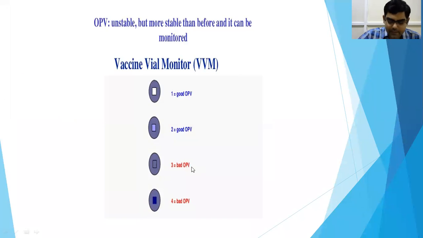They will definitely ask this in exams. This is vaccine vial monitor. What happened is OPV is unstable. When you expose it to heat, these viruses will mutate and they will be harmful to the subject. So we do not know whether they were maintained in the cold chain or not. So this is sensitive to heat. When they are exposed to temperature, they will change color.